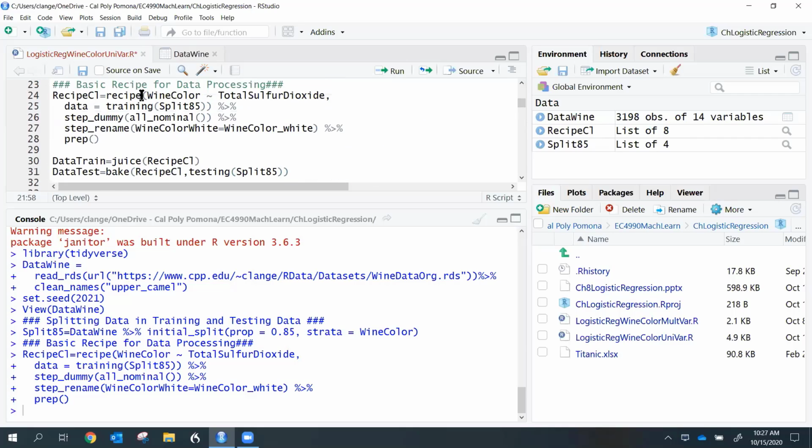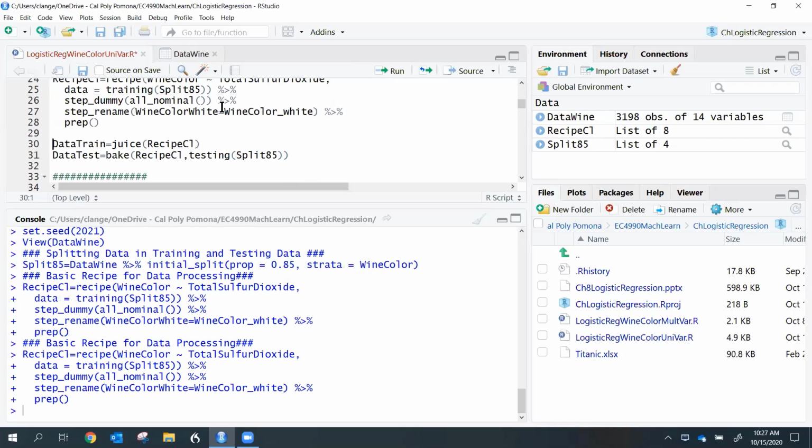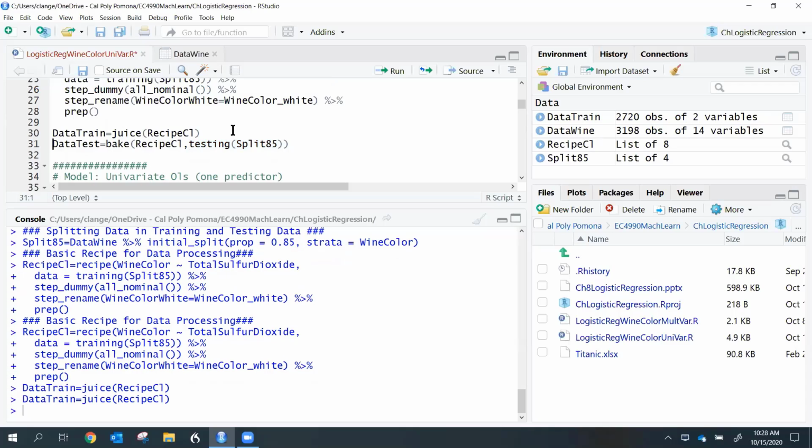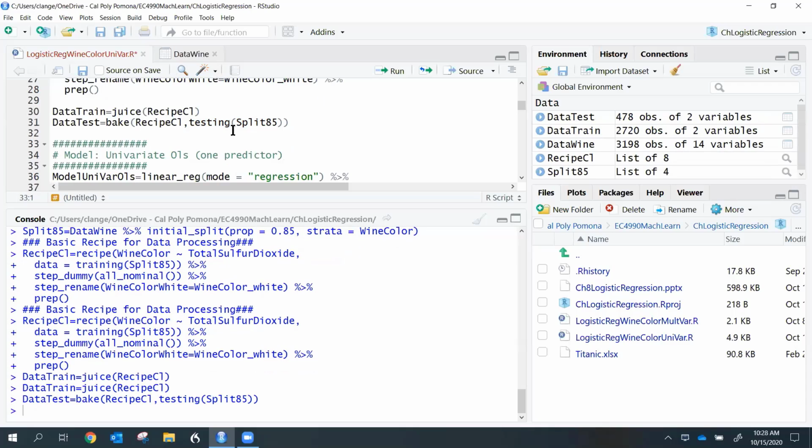So I run my recipe here. And now I assign the data based on the recipe to my training data and to my test data. I will only use the training data to optimize the model. I can use the juice command because the training data are already stored in my recipe. And I use the bake command to apply the recipe to new data, in that case, to my testing data. As a consequence, I have training data and test data. You can see it here: 478 test data that I will use to evaluate the quality of my model, and about 2,700 training data that I will use to optimize it.